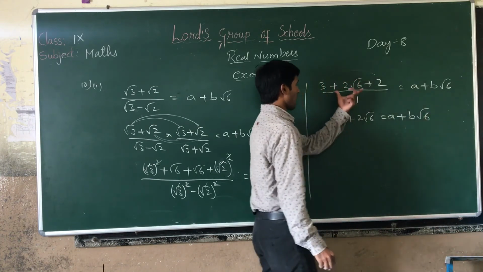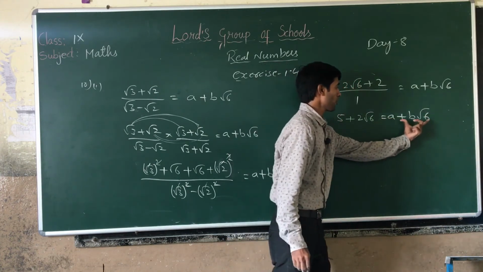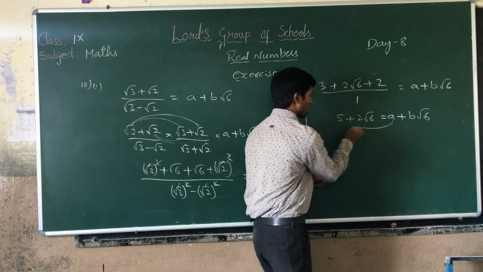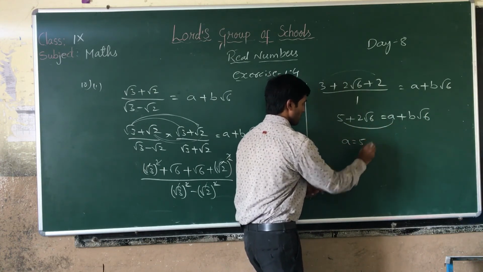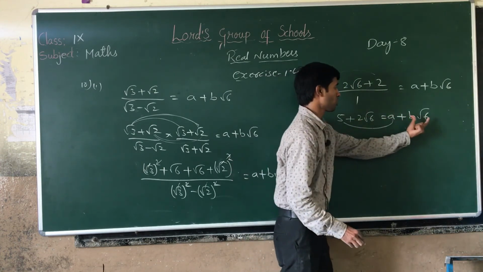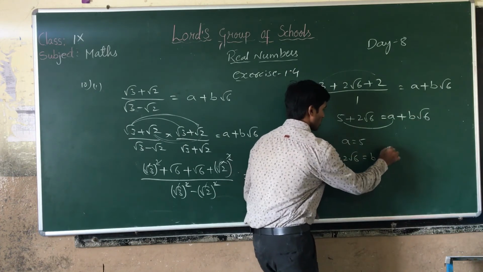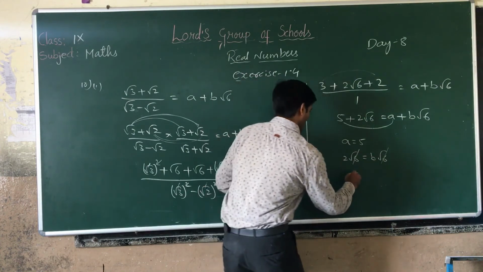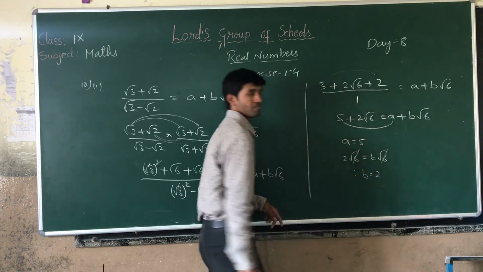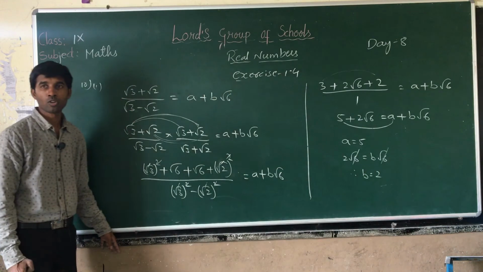Now we got, after rationalizing, the form a plus b root 6. What is the a value? The a value is 5. Now 2 root 6 is equal to b root 6. Root 6 gets cancelled. So therefore the b value will become 2. Like this we have to find the a value and b value.